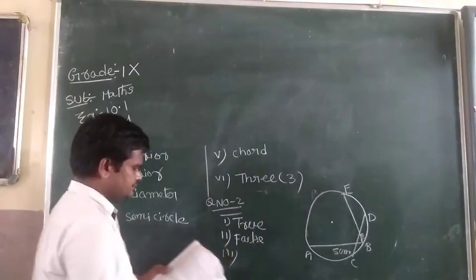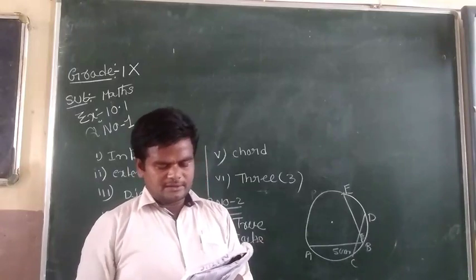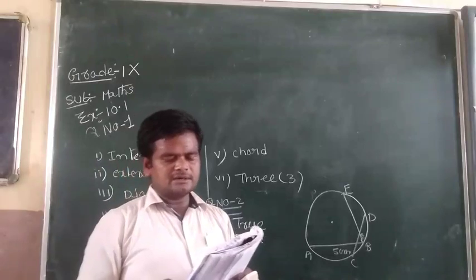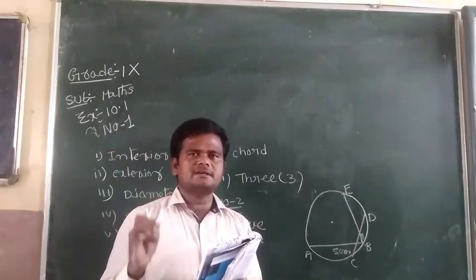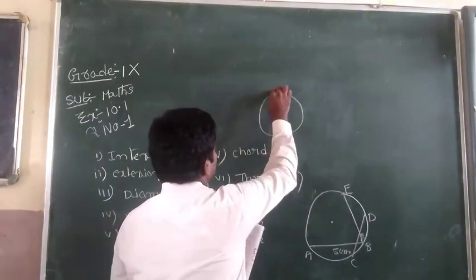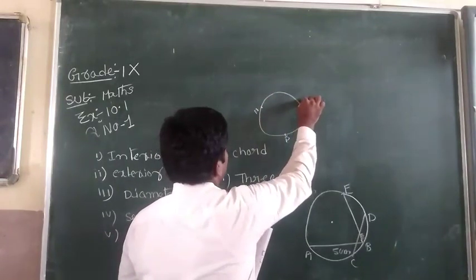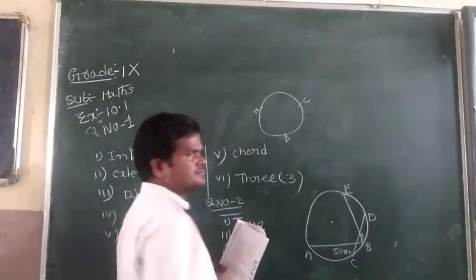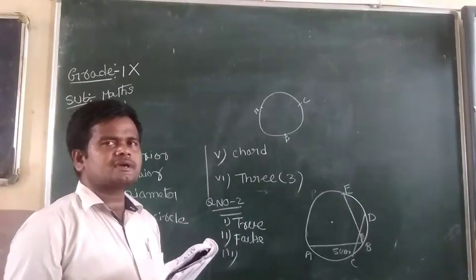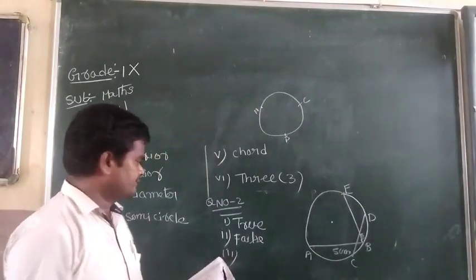The third one is: if a circle is divided into 3 equal arcs, each is a major arc. So this is the circle. Here are 3 parts: this is A, B, this is C. So AB equals BC, BC equals AC. So how can you say major arc? We cannot say major arc, so that also is false.